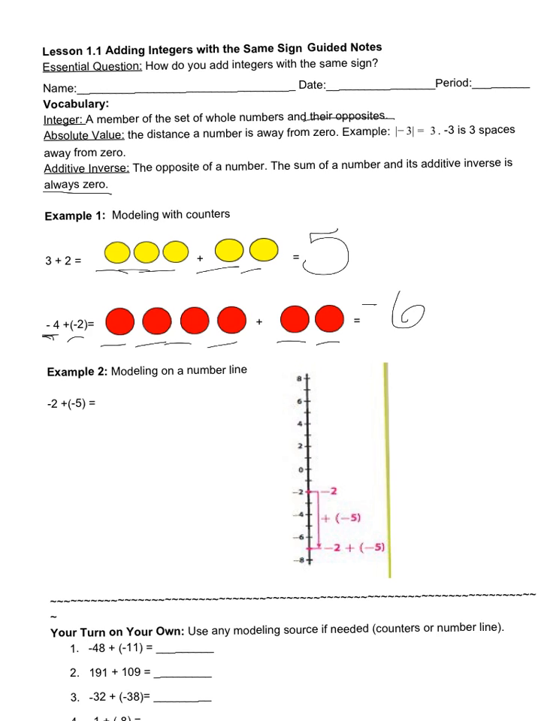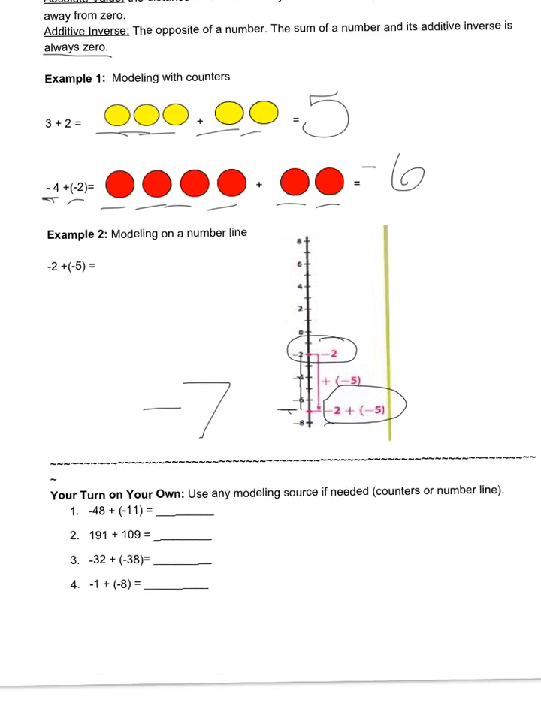Now we can also model or represent visually this addition problem, -2 plus -5. So looking at the number line, we see -2, which is where we start, so right here. And then because we're adding -5, we are going to go to the left or down 5 spaces. So we go down 1, 2, 3, 4, 5, and we are right here. So our problem, -2 plus -5, the sum is -7.